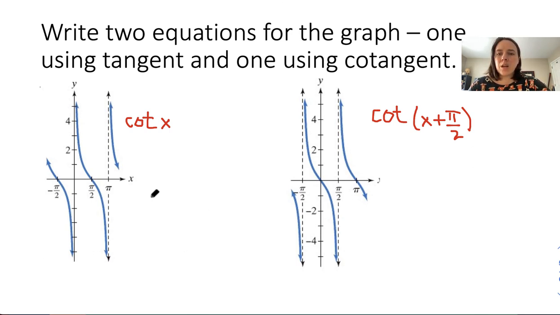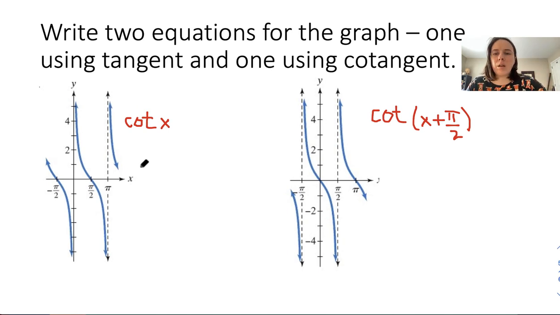Okay, so now we want to write these in terms of tangent. The first thing we need to do is flip it, right? Because tangent increases. If I were to superimpose a tangent onto here, it would look like this. So what I'm looking for is a negative tangent. A negative tangent is going to give it that decreasing shape. So I definitely want a negative tangent in order to get it from increasing to decreasing.